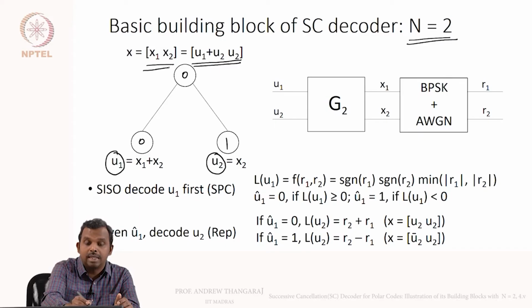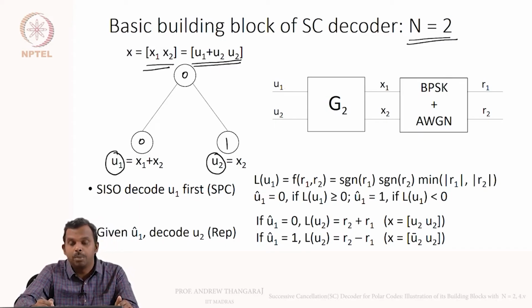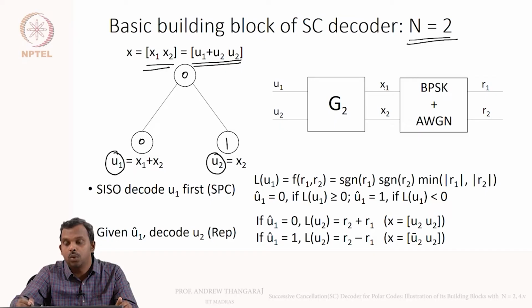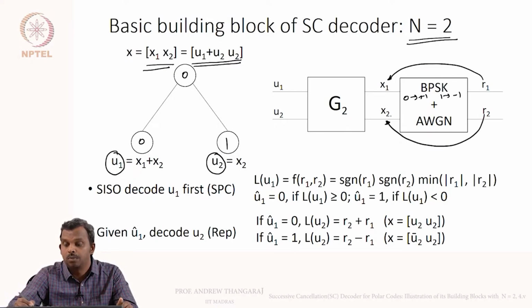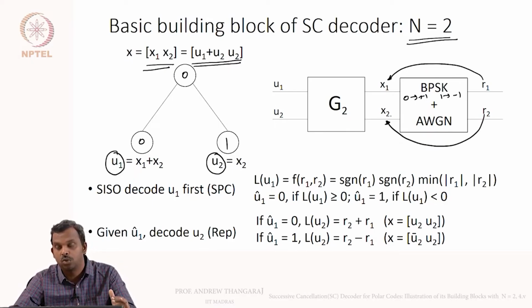If you call this x1 x2, u1 u2 is the input, you run it through the kernel g2, you get x1 x2, and x1 x2 is transmitted with BPSK AWGN. Remember, BPSK is 0 to plus 1, 1 to minus 1, and AWGN is noise added. You get R1 R2. R1 corresponds to x1, R2 corresponds to x2. When x1 was transmitted, R1 was obtained. When x2 was transmitted, R2 was obtained. The whole thing about the decoder is how do you recover u1 and u2? How do you get soft information for u1? How do you get soft information for u2? And how do you do the hard decision? That's the only point.